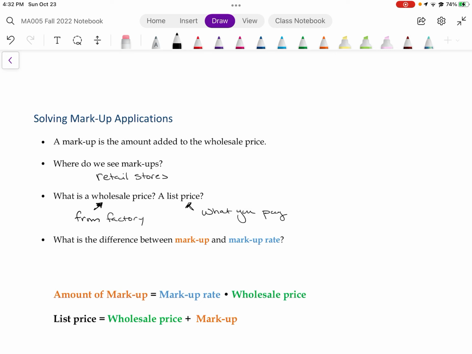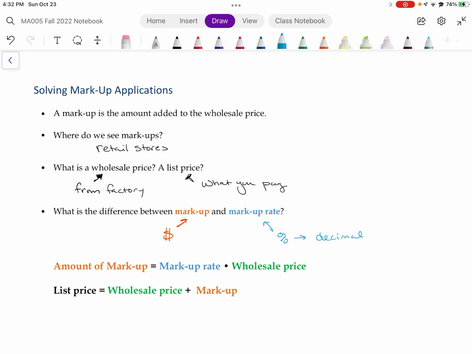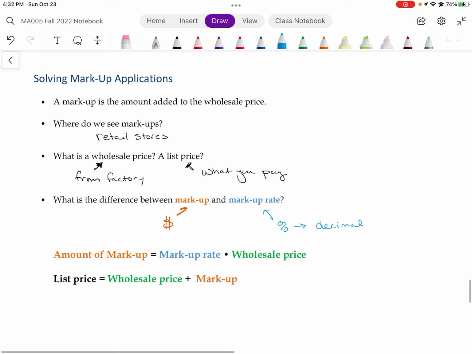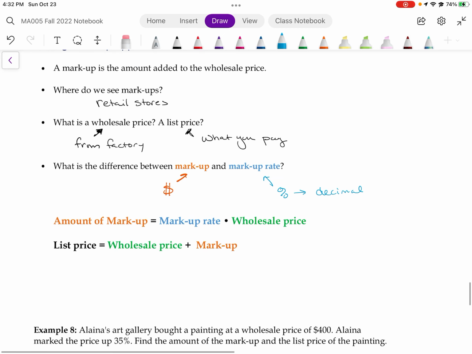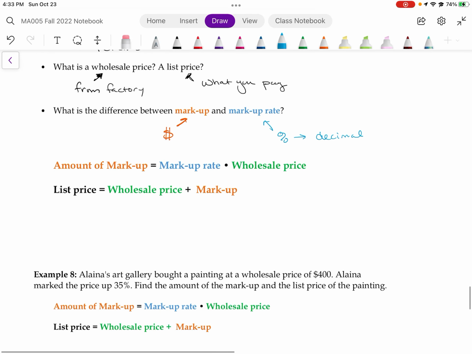So what is the difference between markup and markup rate? Same as before. Markup is money and markup rate is percent, which we turn into a decimal. So again, the amount of the markup is the markup rate times the wholesale price. It looks very similar, I hope. And the list price is the wholesale plus the markup. I do not think you should have every one of these equations written down because they're all so similar, just applied to different problems. But if you want them, you can. There's no reason to memorize them all, though.